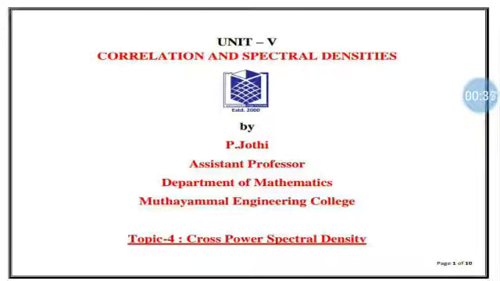Already we know the power spectral density. The power spectral density is defined as the Fourier transform of the autocorrelation function. Similarly, the cross power spectral density is defined as the Fourier transform of the cross correlation function between two signals.